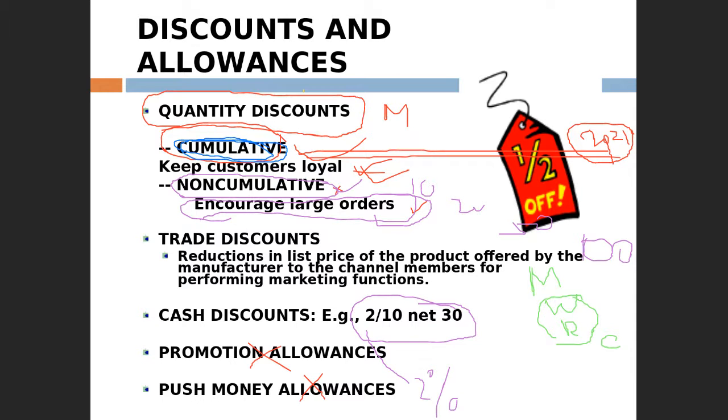2% discount if you pay your bill within 10 days. Within 10 days of receiving the product, within 10 days of the date on this invoice, whatever that is, it's between the two of you. I'll give you a 2% discount if you pay within 10 days, but you have to pay everything within 30 days, the full amount. If you don't, then interest will start to accumulate. So that's the idea of 2/10 net 30.